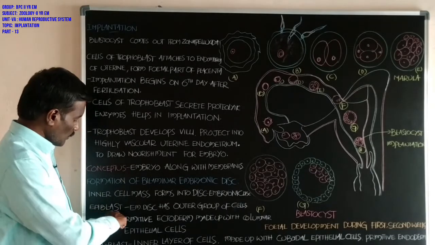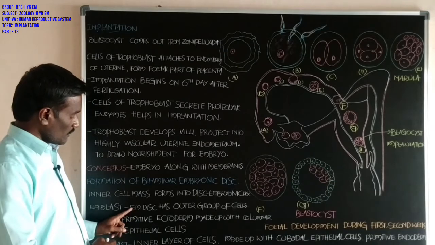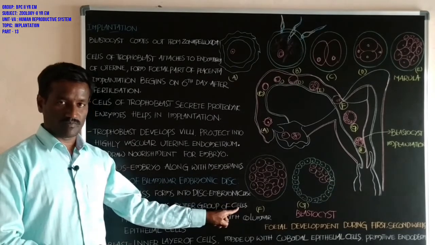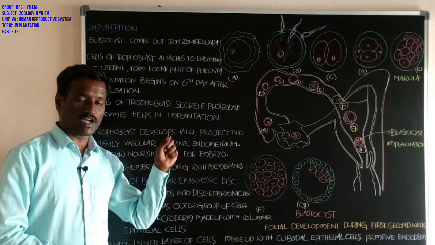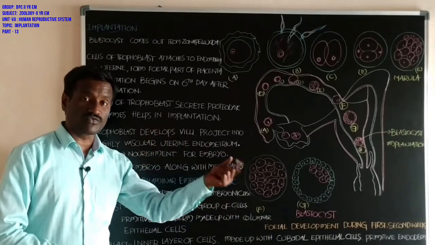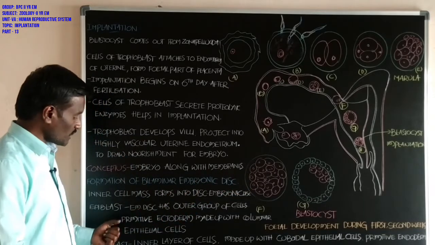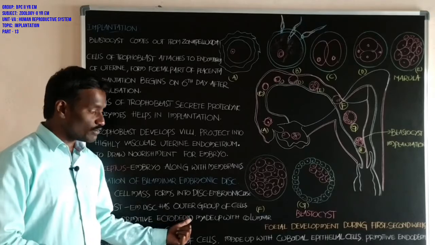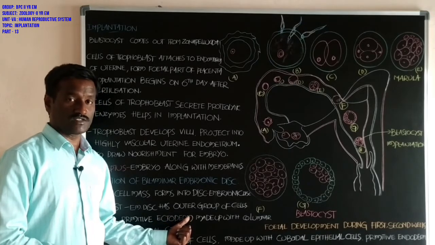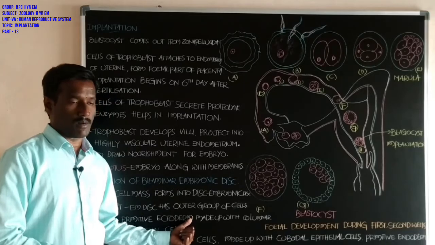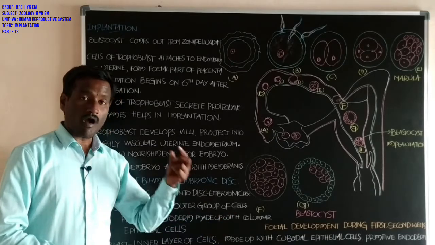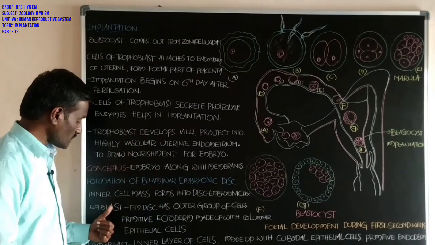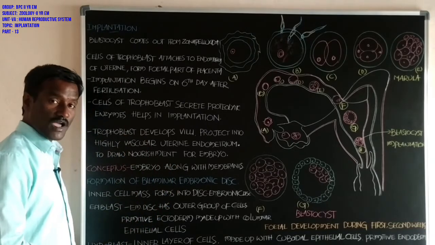What about the epiblast? The embryonic disc has an outer group of cells, called the epiblast. It is also considered as the primitive ectoderm, made up of columnar epithelial cells. It is important, student. What is the difference between epiblast and hypoblast?